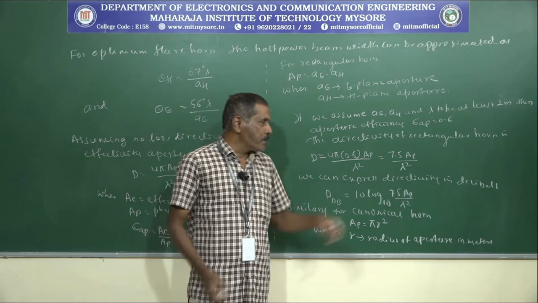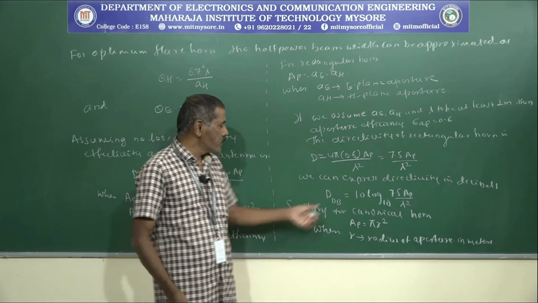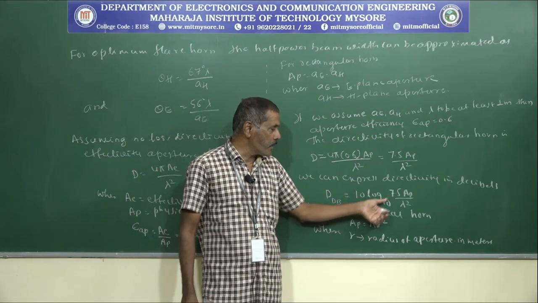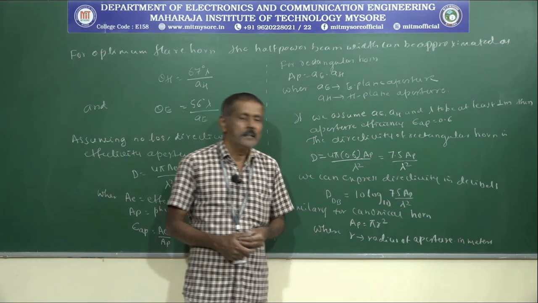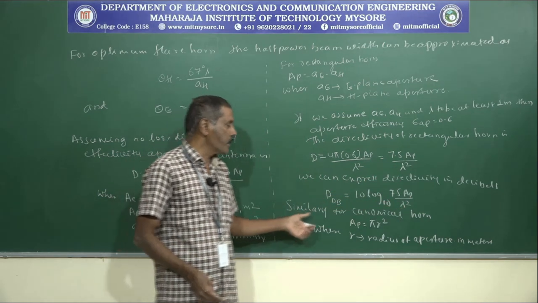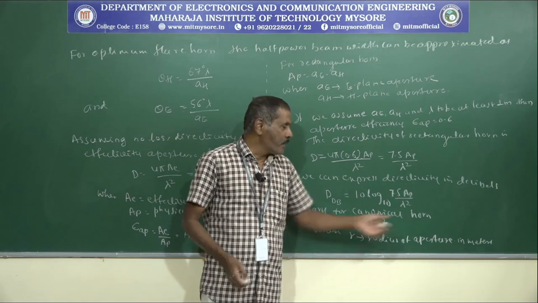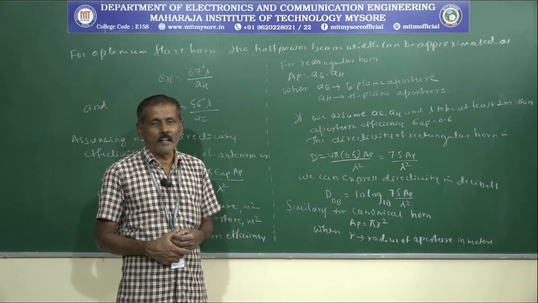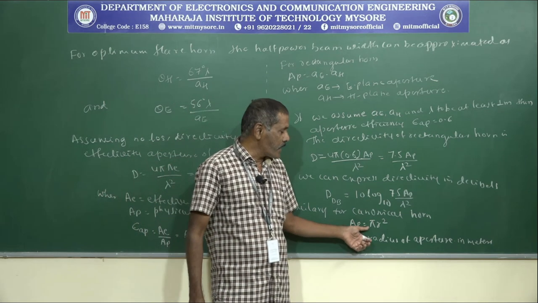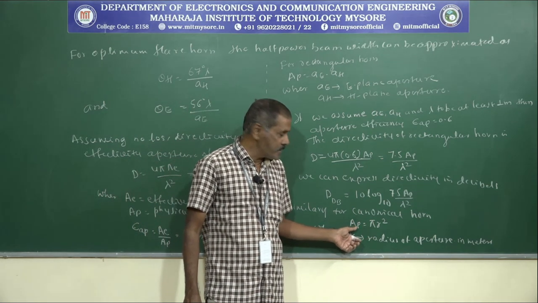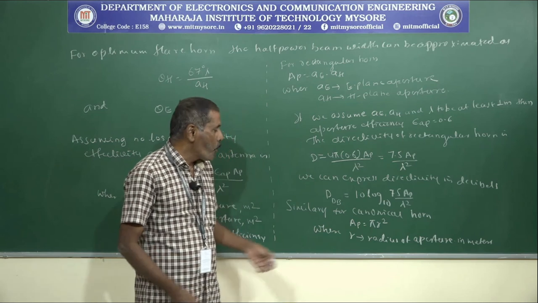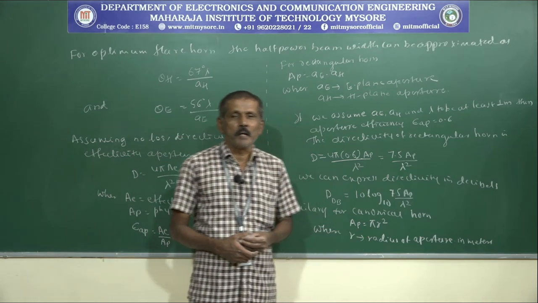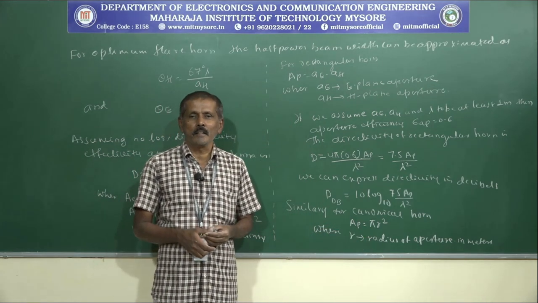Then we can express the directivity in decibels. Directivity in decibels is equal to 10 log 10 of 7.5 Ap divided by lambda square. Similarly, for the conical horn antenna, that is the circular antenna, Ap is calculated from the equation Ap equal to pi r square, where r is the radius of the aperture and it is measured in meters.